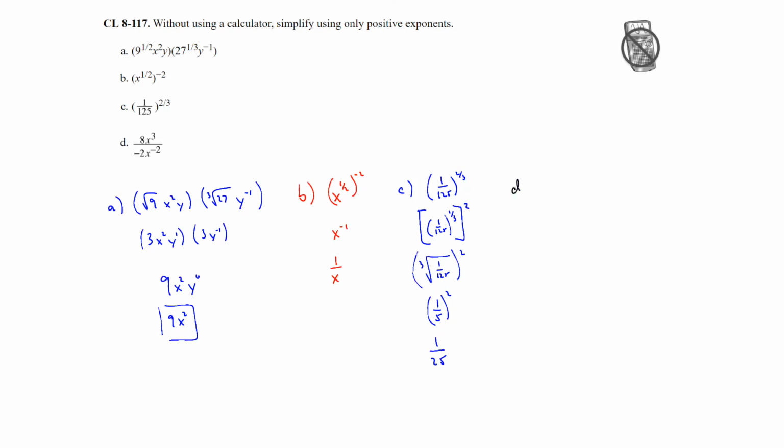And then the last one on D, we have 8x to the third power over negative 2x to the negative 2. So the 8 divided by negative 2 is negative 4. And then you can either subtract the exponents or use the reciprocal for x to the negative 2. I'll just go ahead and subtract. What is 3 minus a negative 2? And 3 minus a negative 2 is a positive 5.